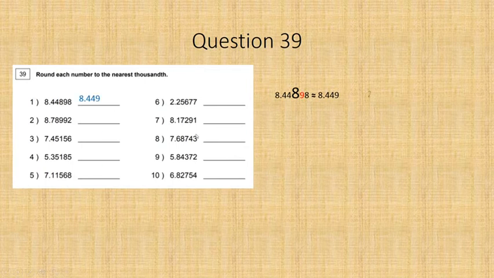Let's go with the second question. Here it's 2.25677. I need to round it to the nearest thousandth. So find the number, go next door, it's 7. So it's a strong number. So I will add one more to this 6, it's going to be 7, and write down the answer 2.257. So the answer is going to be 2.257.